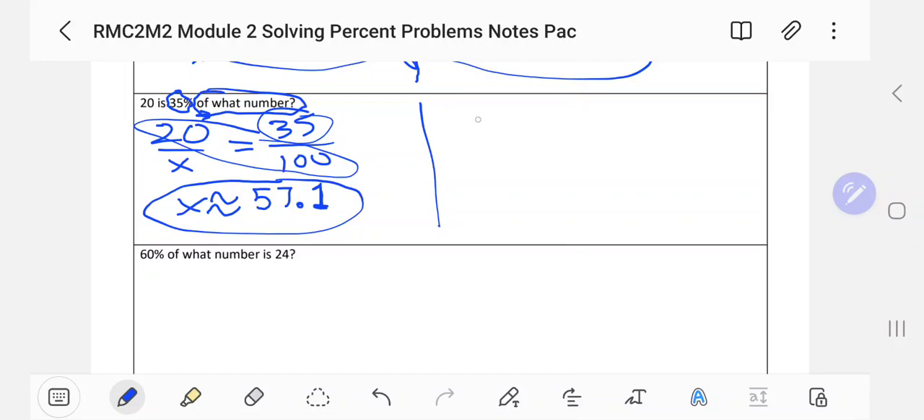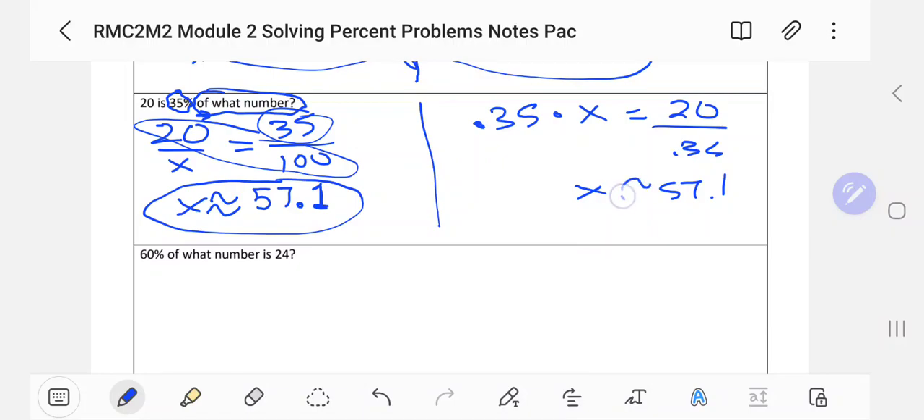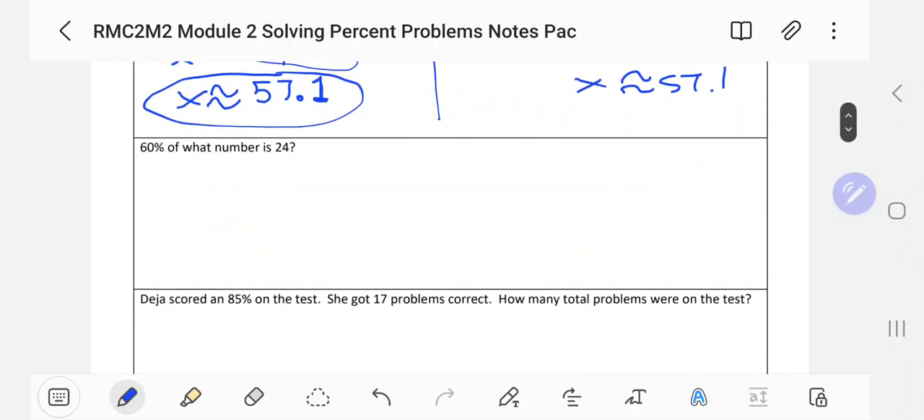If we have the percent 0.35 times the whole, which we don't know, and we get 20, we're going to divide this by 0.35, and x equals, we know, 57.1. Oops, it's not exactly 57.1, so we put that approximately symbol. Hopefully this one I didn't mess up.